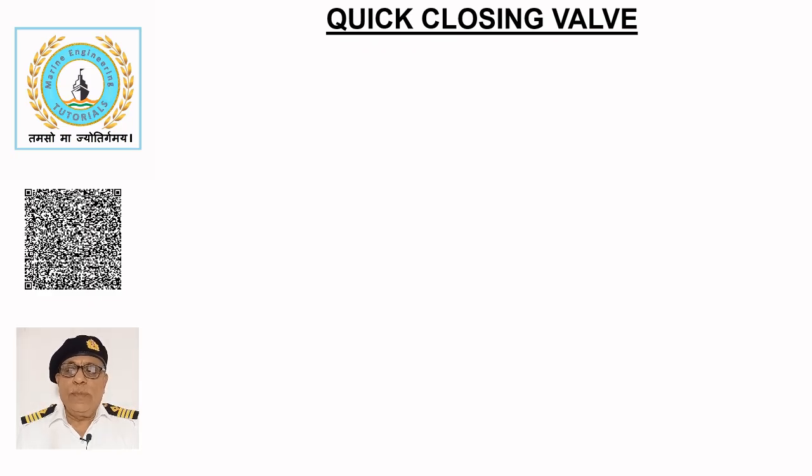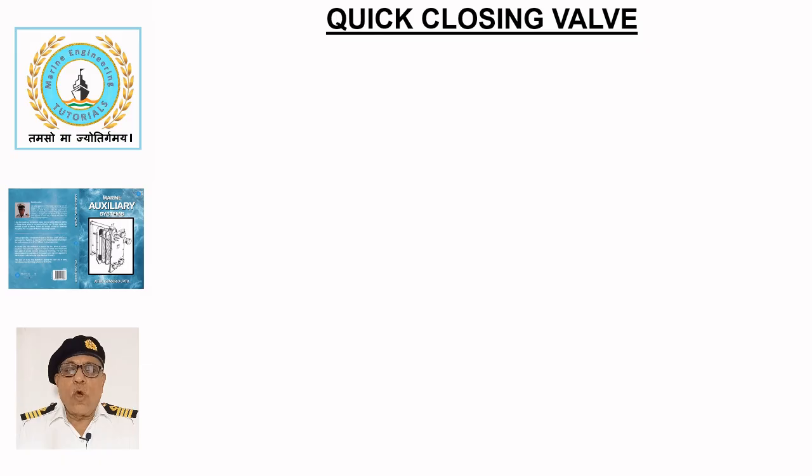Earlier ships were equipped with quick closing valves operated by pulling a wire from outside the machinery space. Modern ships are fitted with quick closing valves operated either hydraulically or pneumatically, offering greater reliability. We will see the construction and operation of a pneumatically operated quick closing valve.